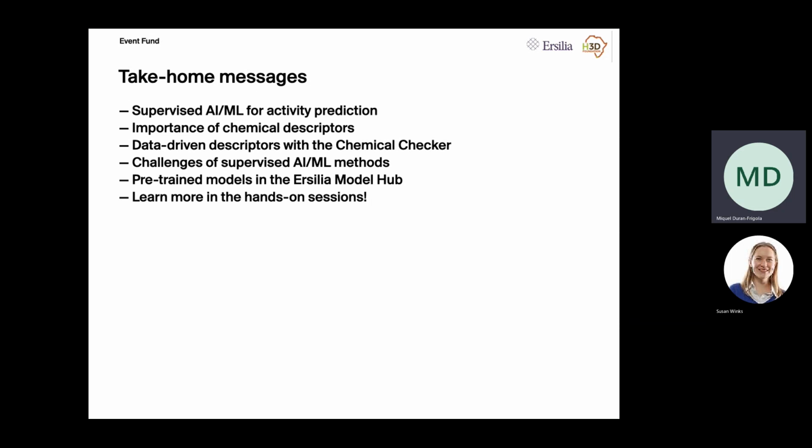I have explained some of the challenges of supervised machine learning. The most important one, I believe, is overfitting. We have this tool called the Ersilia Model Hub that we will see in the afternoon, which contains some pre-trained models already for you to use in predictive mode. And we'll see in the hands-on sessions how we use these models and make some interesting predictions for you for some of the compounds. Okay.